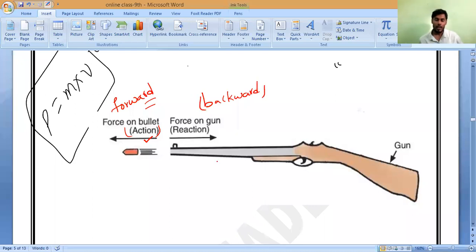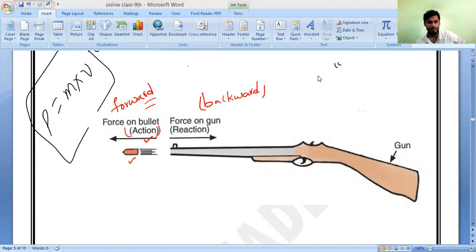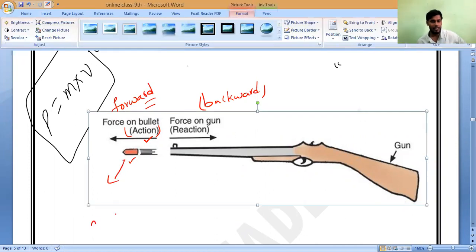But can you say whether the gun and bullet are both traveling the same distance? The same force is acting, correct? Are both traveling the same distance? No, sir. Why? Who is traveling more distance? The bullet will travel more distance, and its acceleration is more. Why is the acceleration of the bullet more?